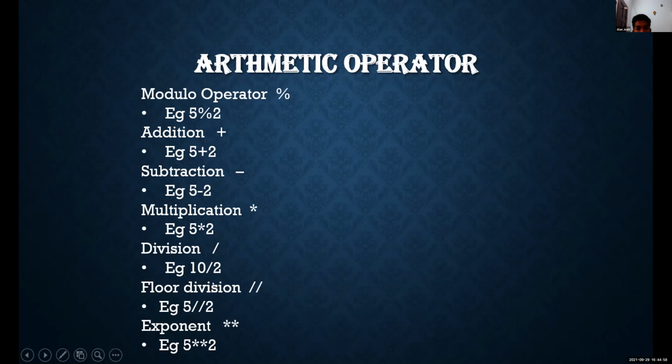The next one is floor division. So here we are taking 5 divided by 2. We don't take the decimal part. Then the exponent operator, example 5 exponent 2. So it is 25.